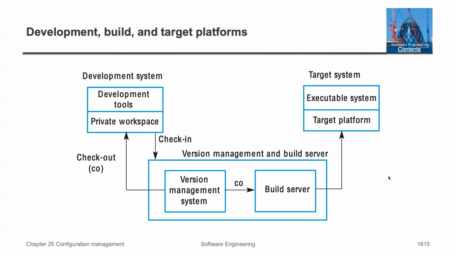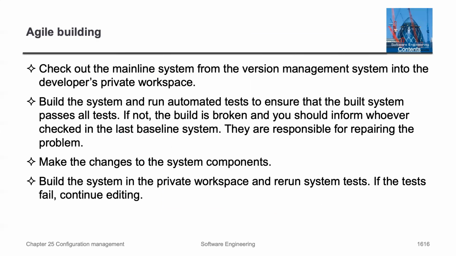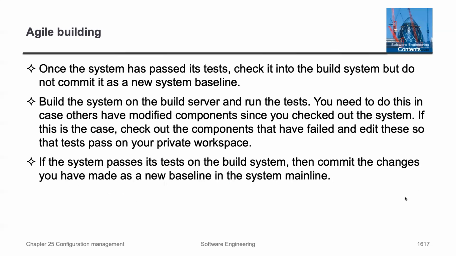For agile building, check out the mainline system from the version management system into the developer's private workspace. That's how it's done. You build the system and run automated tools to ensure the system build passes all tests. If not, the build is broken, and you should inform whoever checked in the last baseline system. Make the changes to the system components, build the system in the private workspace, and then rerun the system test. If the test fails, continue editing.